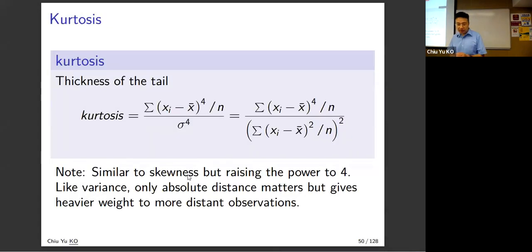And kurtosis: if you recall the ugly formula from skewness, kurtosis is raised to the power 4, right? It's nothing deep here. What it's measuring is whether the tail is fat or thin, right? And I do want to remind you that this is very important because it's capturing the extreme values. It's asking whether things happen, right?